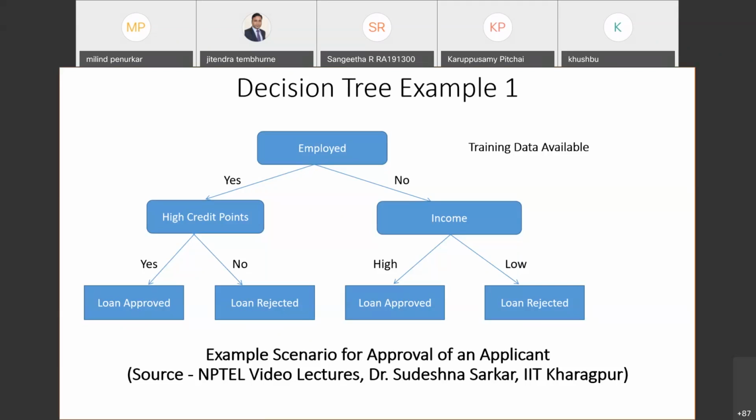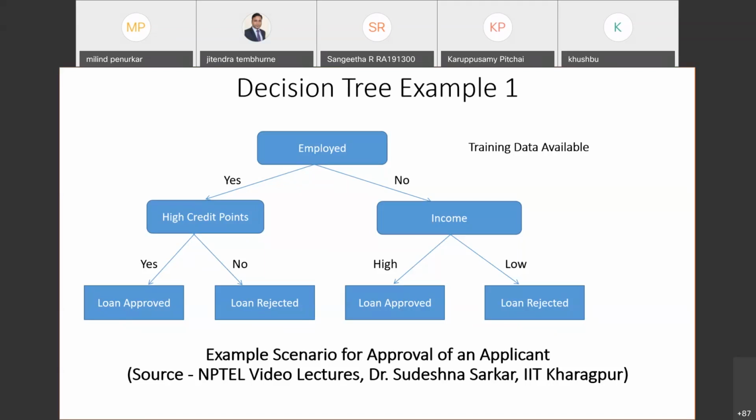is, when a new applicant comes around and wants to take a loan, can the bank where this data is available use decision tree learning to decide whether a loan can be approved or rejected? Right? So that's the thing that we'll be talking about. This decision tree gives you the clear picture.